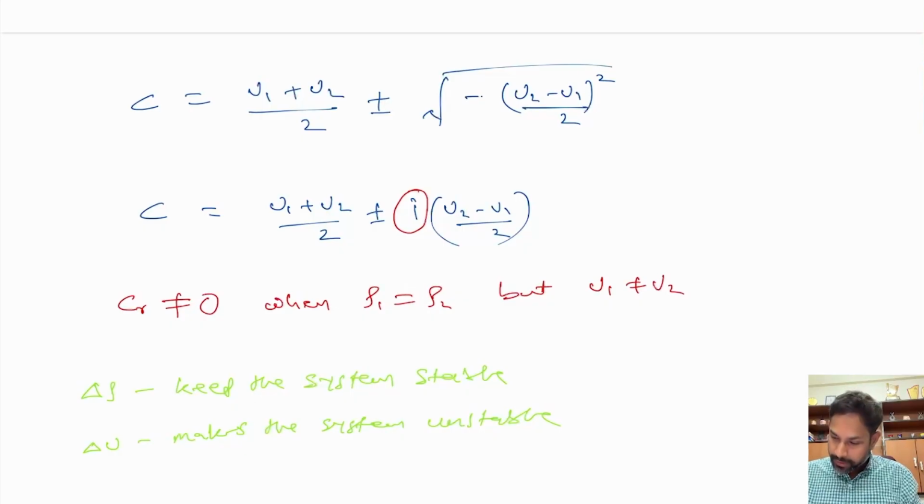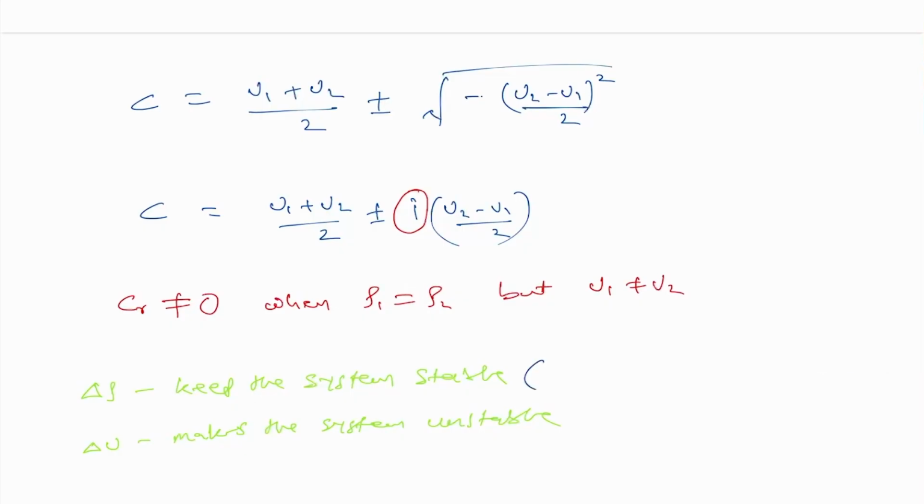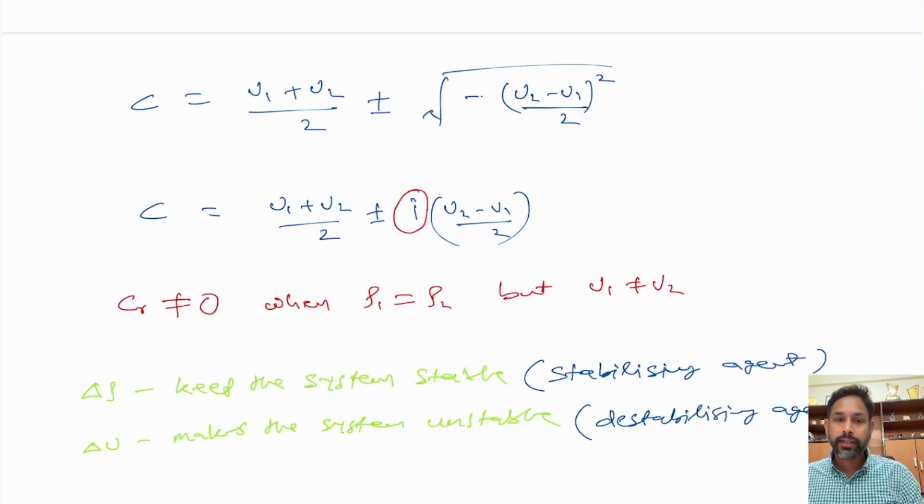Where delta rho works as a stabilizing agent, whereas delta u works as a destabilizing agent. Okay, and that is why this lambda critical that we tried to find out has a larger value if delta u is large. That means most of the flow will be unstable, and it is just the reverse in case of delta rho.